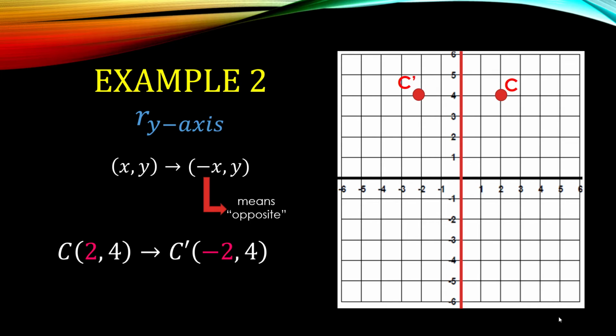2 became negative 2. One more example would be D, which is at the point (-1, -3). Flipping this over the y-axis will be this point, D prime, which is (1, -3). So in this case, negative 1 became positive 1.